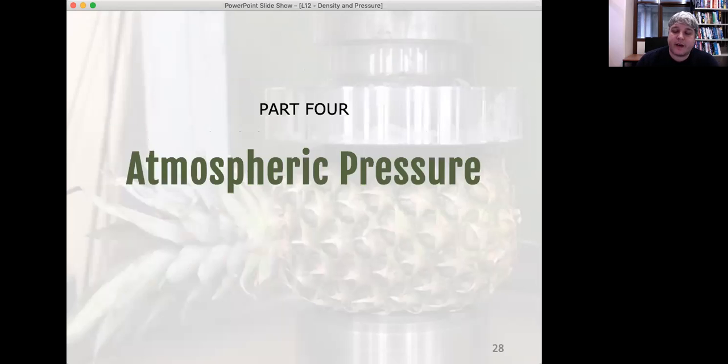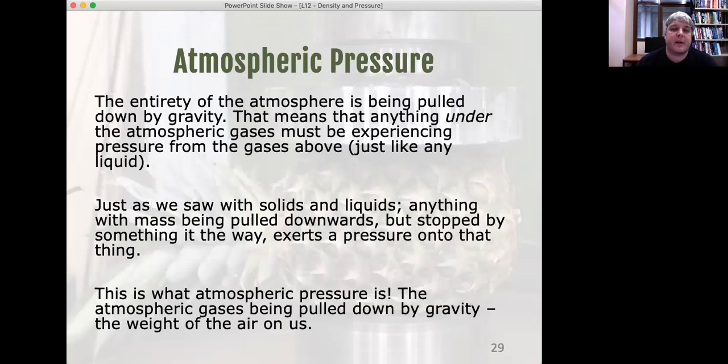The next part we're going to talk about is atmospheric pressure. We live in the atmosphere. The atmosphere is a big layer of air on top of the Earth's surface being pulled down by gravity. And just in the same way that being underwater means the water will exert pressure on you, the air is being pulled down by gravity. That's why it stays on Earth and doesn't float off into space. The air is being pulled down by gravity, and therefore it exerts a pressure on you because you're at the bottom of this big ocean of air. So everything under the atmosphere will be experiencing atmospheric pressure.